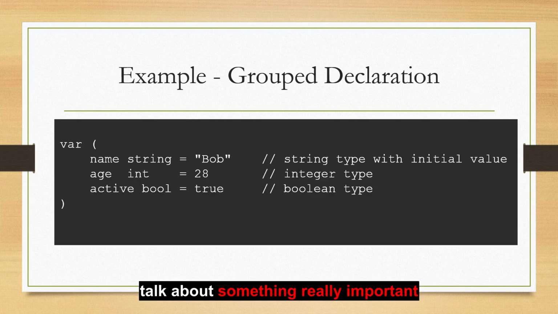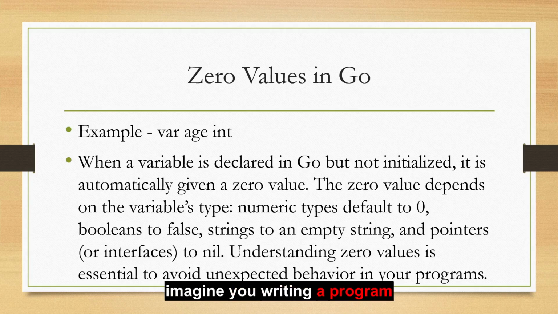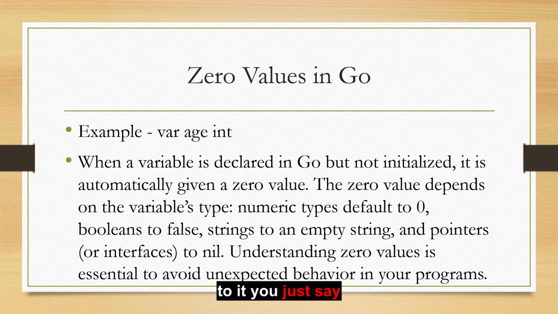Alright, let's talk about something really important in Go: zero values. Now imagine you are writing a program in Go and you declare a variable like this. For example, var age int, but you do not assign anything to it. You just say var age int and move on. So what happens to this variable? What's inside age?